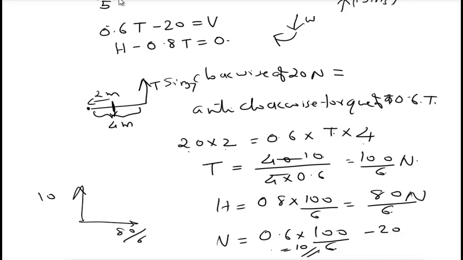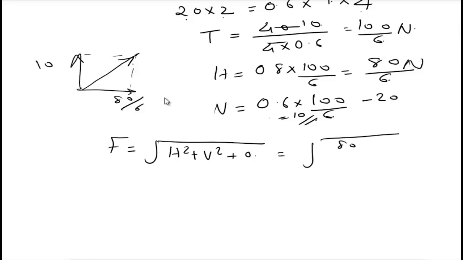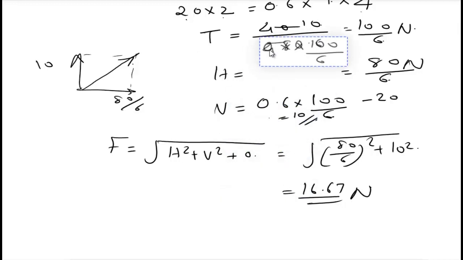So we can find the resultant of these two. How can we find the resultant? The resultant force equals root of a square plus b square plus 2ab cos theta. Therefore the hinge force F equals root of H square plus V square plus 2HV cos 90, and cos 90 is 0. Therefore, root of (80 by 6) whole square plus 10 square. Children, while solving you will get 16.67 Newton. Clear? This is how we solve this.